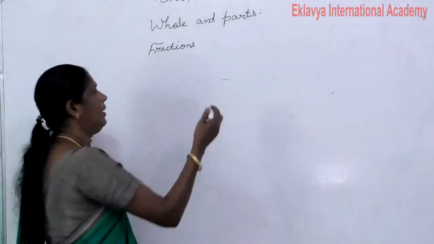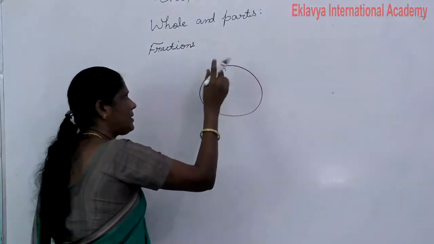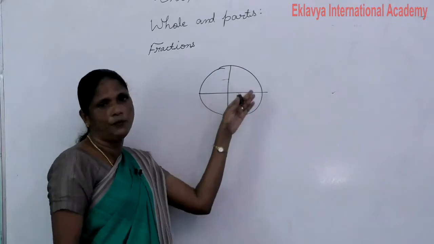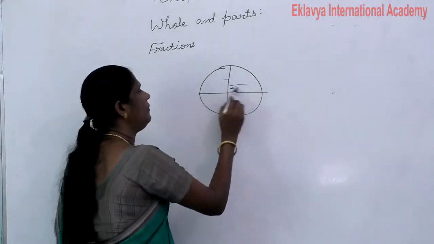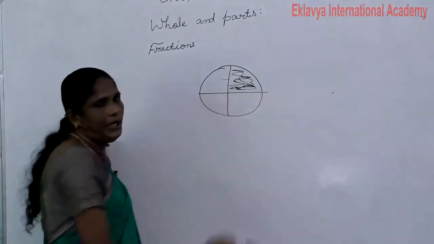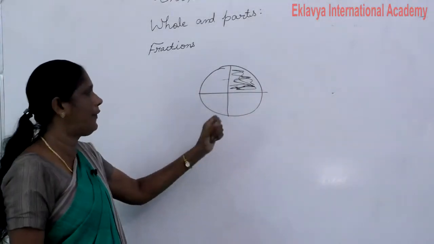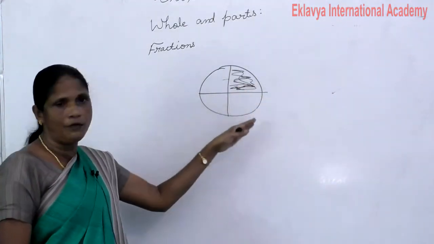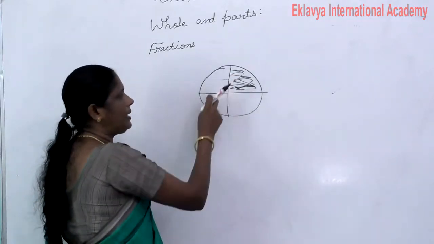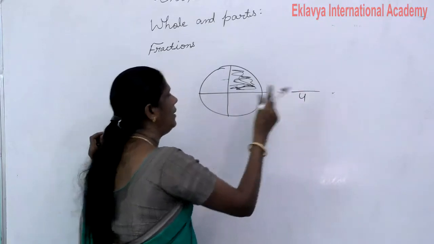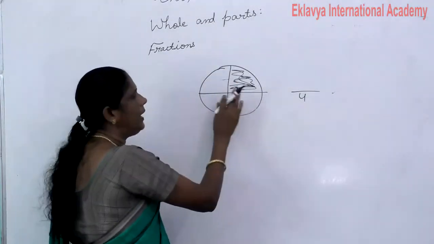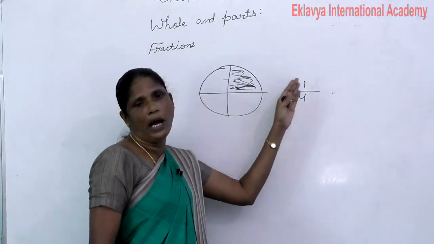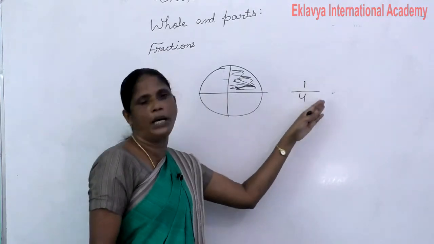For example, here I write this circle. I divided it into 4 parts, then I shaded one part. What is the fraction of the shaded part? The total parts is 4, and the shaded part is 1. How to read? 1 upon 4 or 1 by 4.